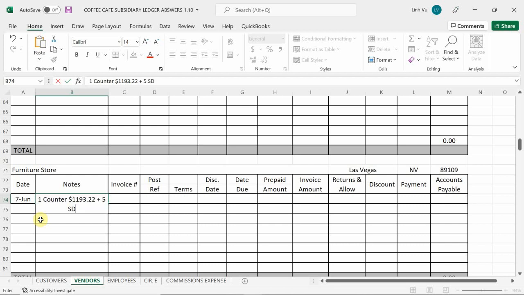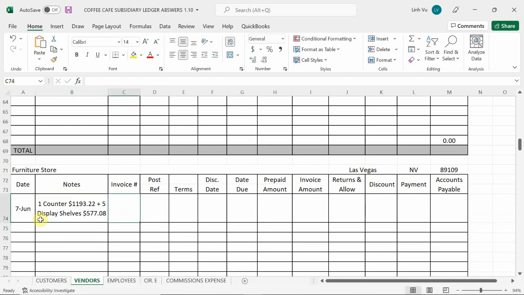Plus 5 display shelves, which yield you $577.08. Let's see. Invoice number 69. Post reference, we're still on page 2. Terms, they gave you terms. It was net 15.